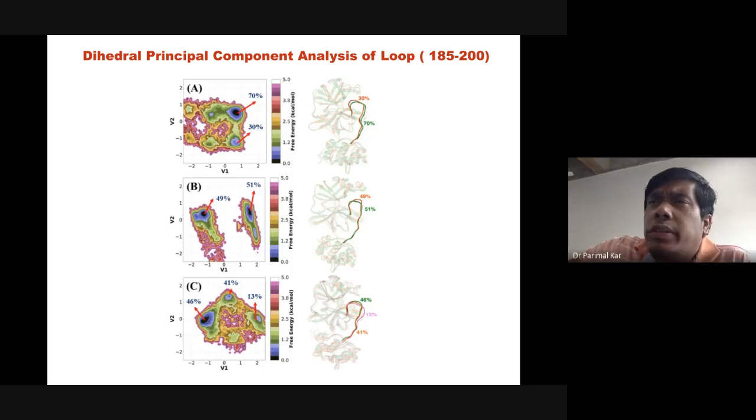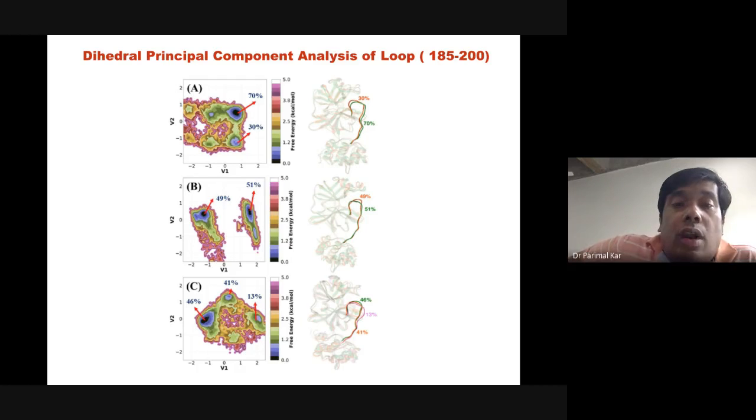So whatever the loop structure that you get from experiment, from X-ray crystallography, that is not correct actually, because loops are so flexible that you don't get their good electron density. In many cases, if you look at the experimentally determined structure, you will see that they omit the loop region because they could not get the electron density. So how to construct it? That means the loop can have multiple conformations. That is exactly what we study, and for that we use dihedral principal component analysis.